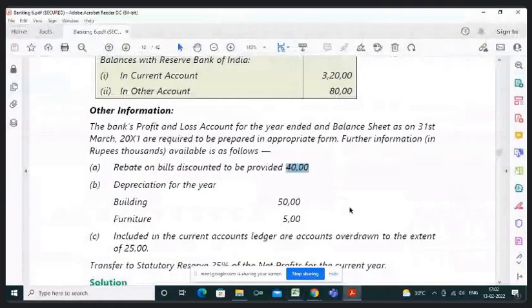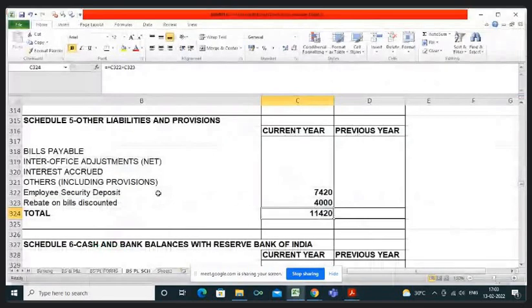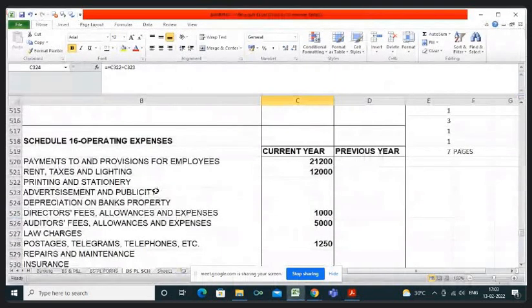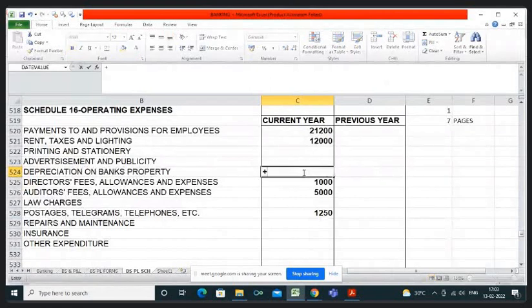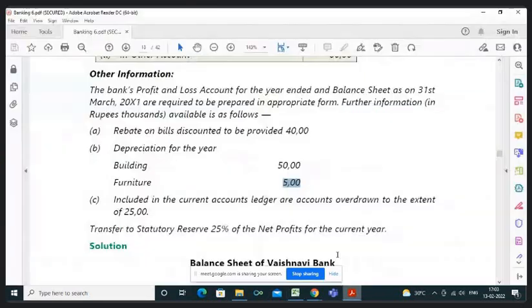Then depreciation for the year. We have to write building 5,000, furniture 500. Already on the balance sheet we have adjusted. We have to adjust it in the profit and loss account as well. It will be part of the operating expenses. So we have to go to the operating expenses, Schedule number 16. Under Schedule number 16, you have to go to the depreciation on bank's property. For building, we have provided 5,000 and for furniture, we have provided a depreciation of 500. So total depreciation under operating expenses will be 5,500. Now both sides covered.